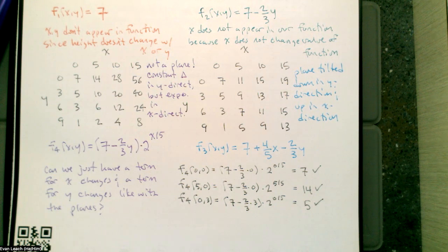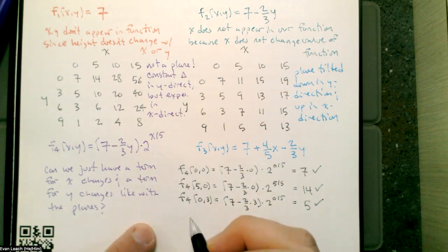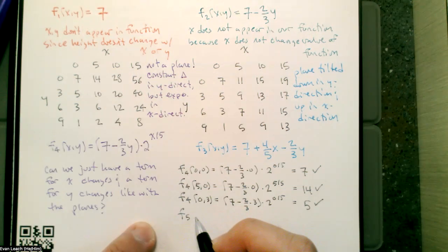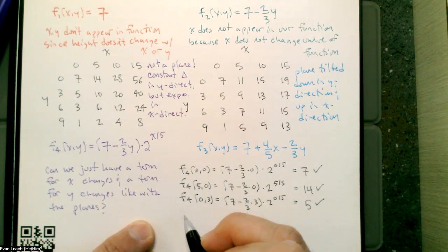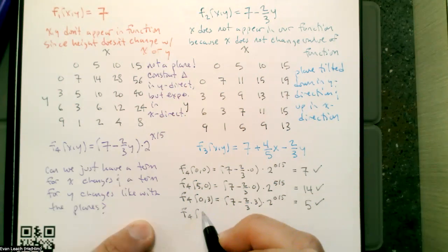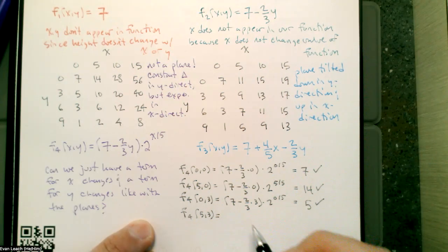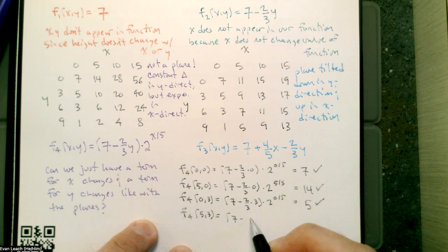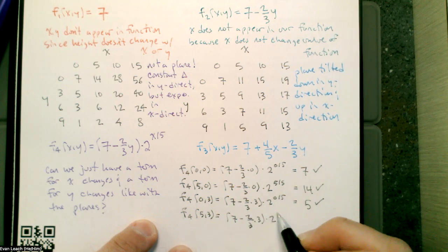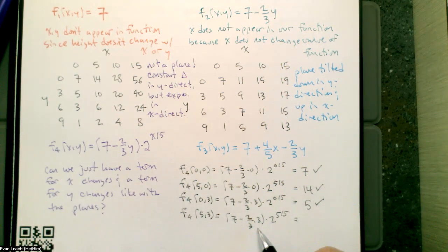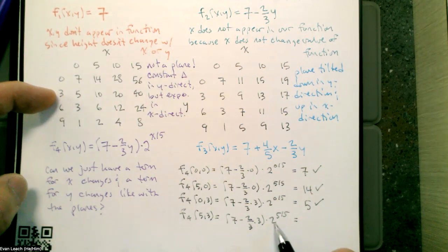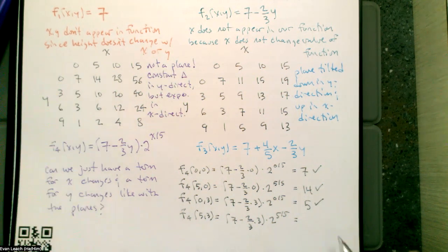And what if we move to 5, 0? Let's see if that works. This is still F4. I spelled 4 wrong. Sorry, 5, 3. So we're going to start off with 7 minus 2 over 3 times 3, and then we're going to multiply by 2 to the 5 over 5. So 7 minus 2 one time is going to be 5, and then we're going to multiply by 2 to the 5 over 5.